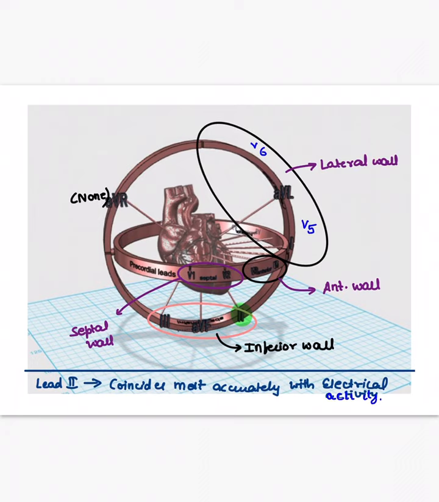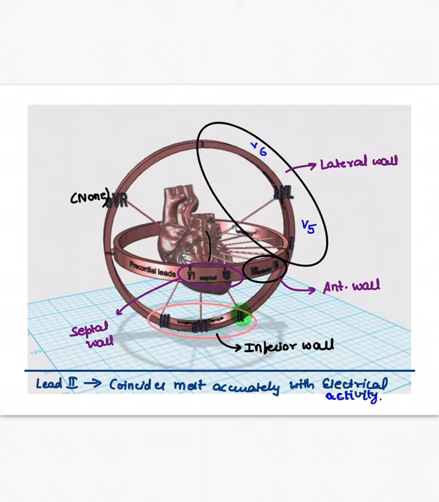Now recall the lead positions. V1 was the fourth intercostal space on the right side. V2, fourth intercostal space on the left side. V3 was between V2 and V4. Then V4 was the fifth intercostal space in the mid clavicular line. Then you have the anterior axillary line, then the mid axillary line. Do you see? V1 and V2 will give the appearance of the septum. V3 and V4 will give the appearance of the anterior wall, and V5 and V6 will give the appearance of the lateral wall.